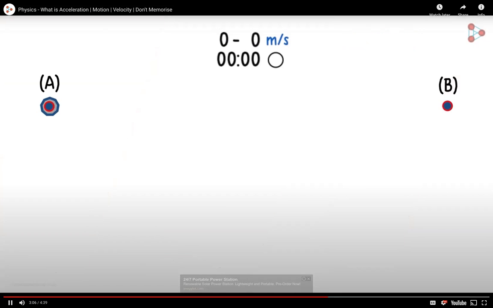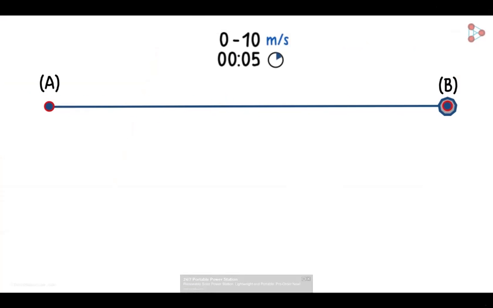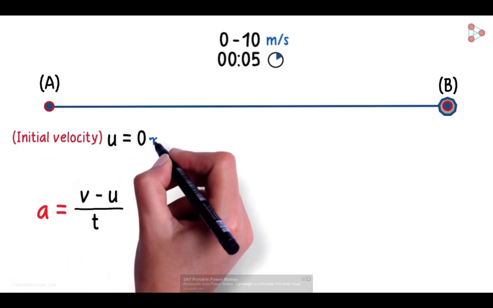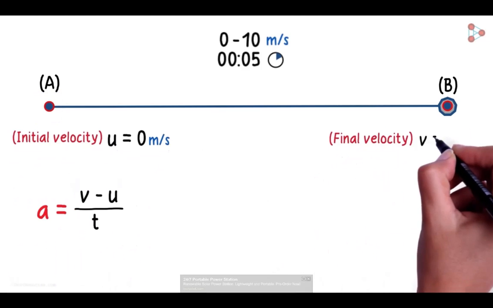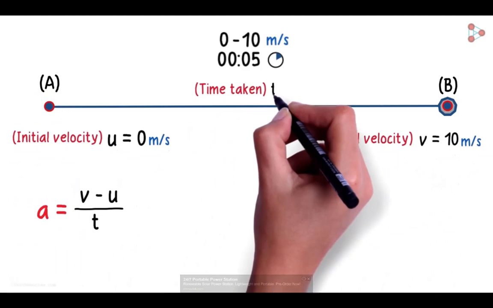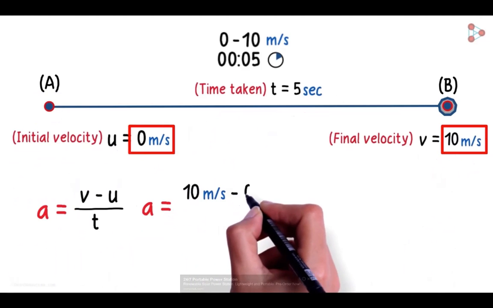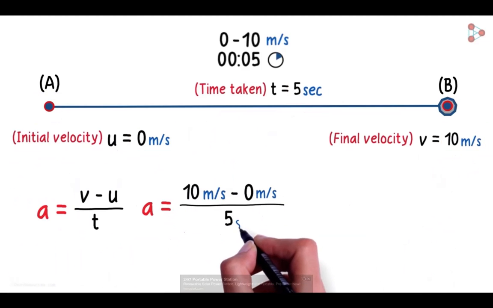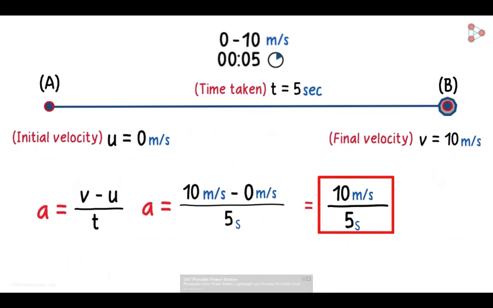Say this object is at rest initially at point A. It then travels to the right and attains a velocity of 10 meters per second in 5 seconds. What will be the acceleration here at point B? We can look at the formula to get the answer. The initial velocity u is 0 meters per second as the object is stationary. The final velocity v is 10 meters per second and the time taken t is 5 seconds. Hence, the acceleration a will equal 10 meters per second minus 0 meters per second divided by 5 seconds. So this will equal 10 meters per second divided by 5 seconds. 10 divided by 5 is 2.